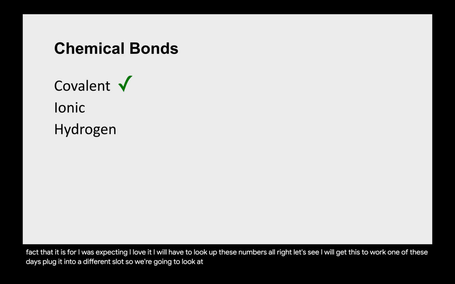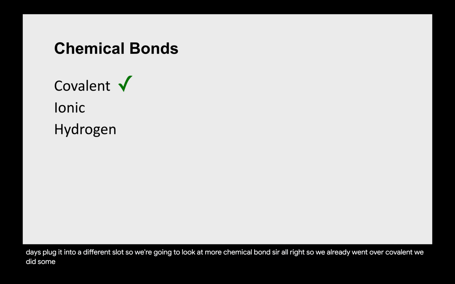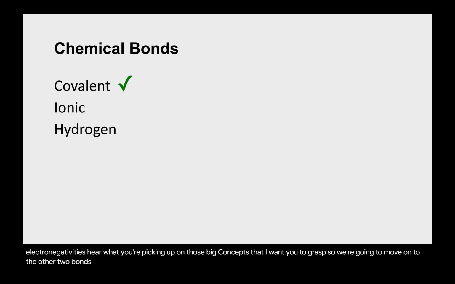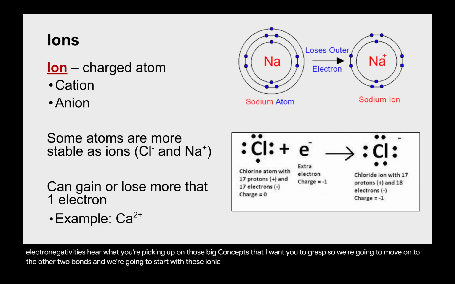So we're going to look at more chemical bonds today. We already went over covalent bonds, and we did some great review. It sounds like you all have a really good grasp on it. I know there are some nuances in the electronegativities here, but you're picking up on those big concepts that I want you to grasp. So we're going to move on to the other two bonds, and we're going to start with ionic bonds.